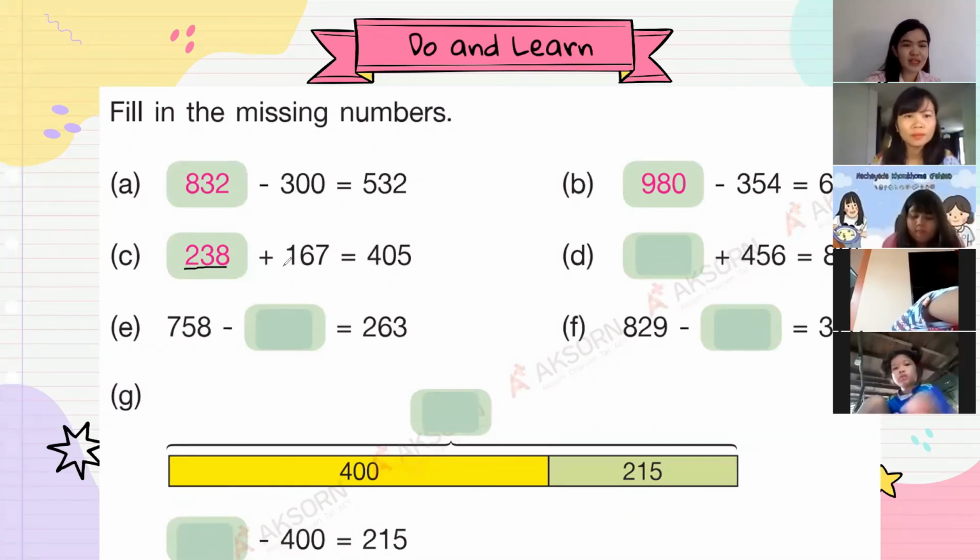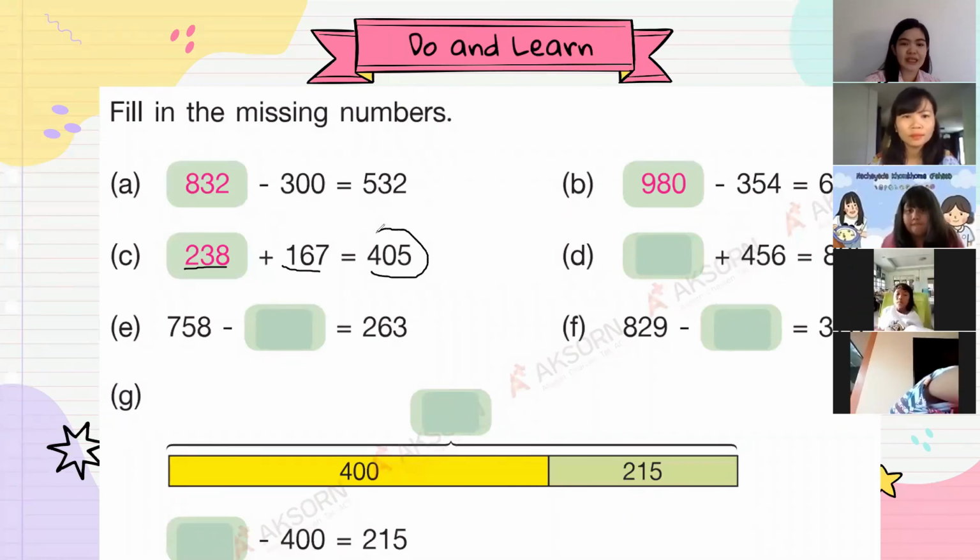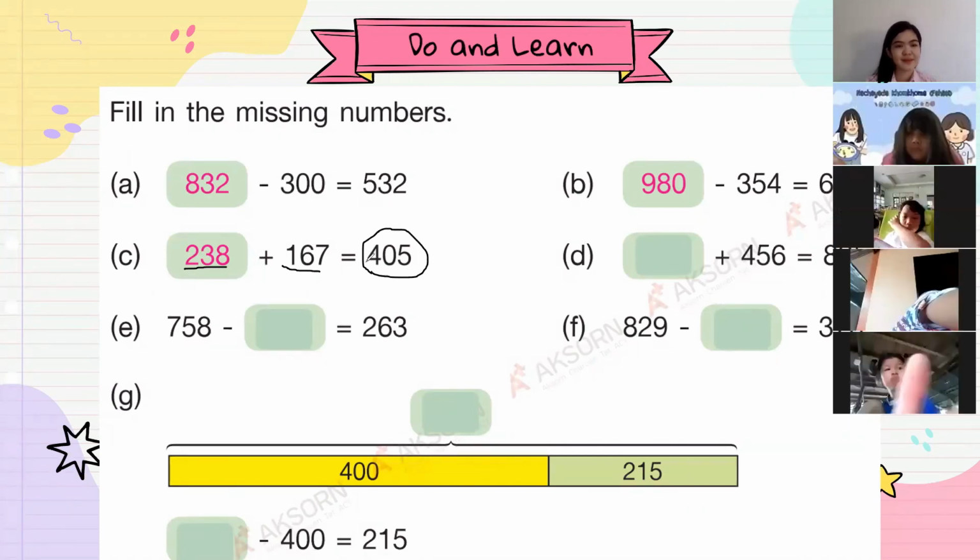So if we're going to check it, 238 plus 167, it should be 405. Is that correct? Check the answer: 238 plus 167 equals 405. Okay.